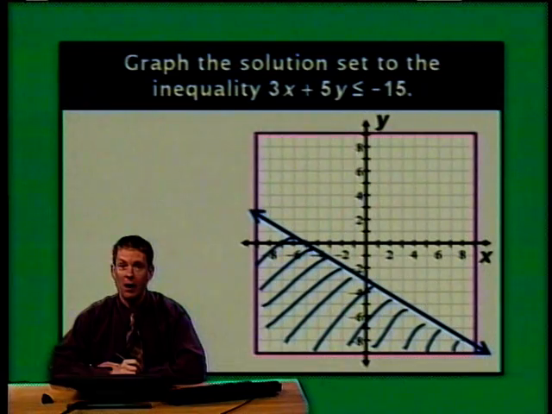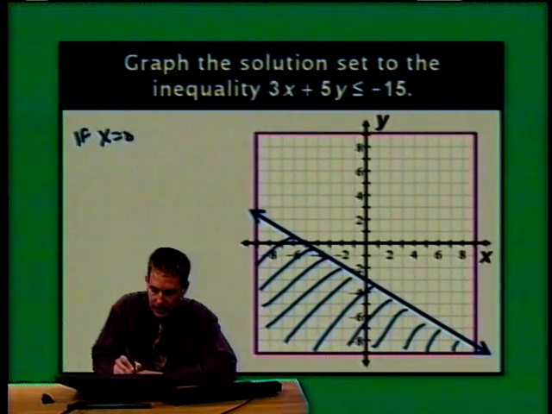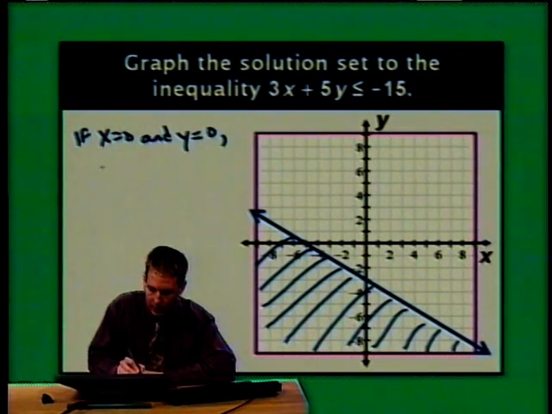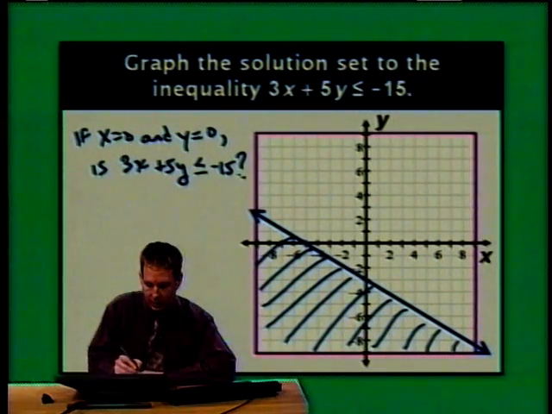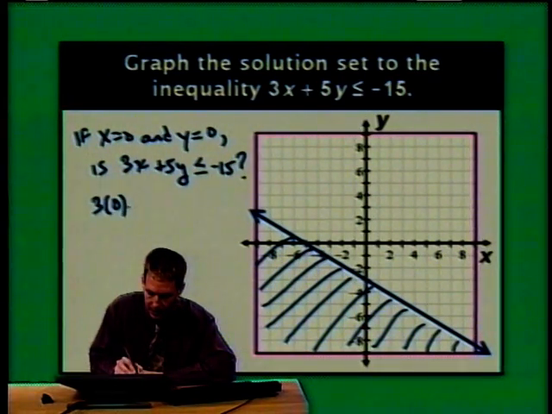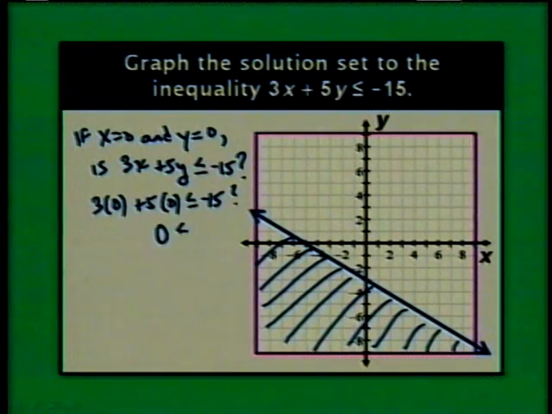So let's recall how I made that determination. If x equals 0 and y equals 0, the question is, is 3x plus 5y less than or equal to negative 15? 3 times 0 plus 5 times 0. Is that less than or equal to negative 15? Is 0 less than or equal to negative 15?